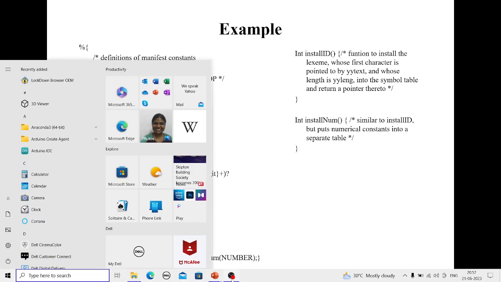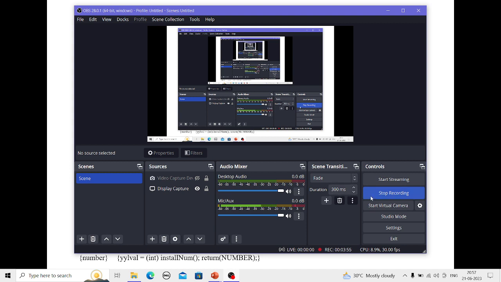So we have completed the lexical analyzer generator for a simple token identification.